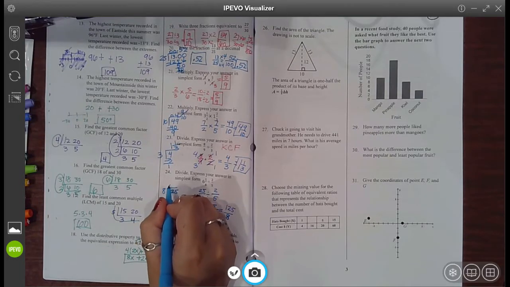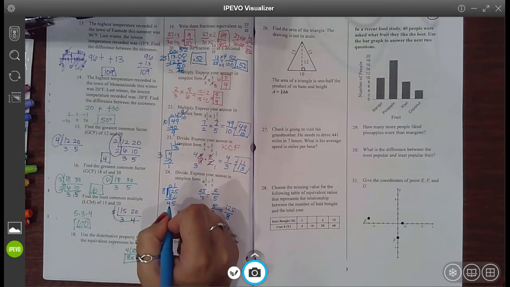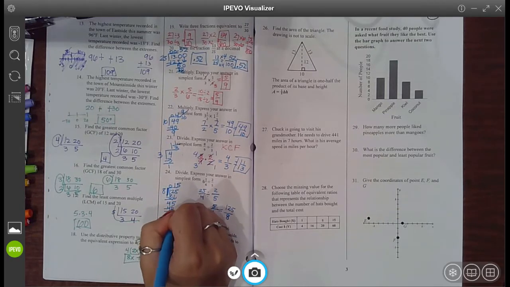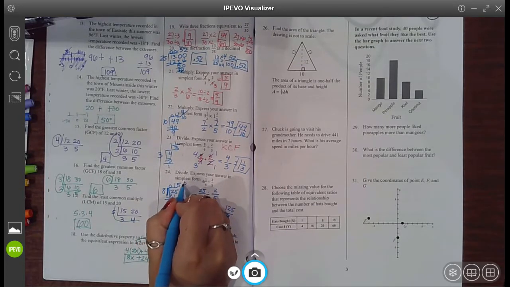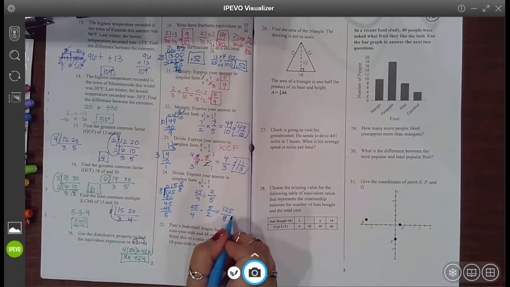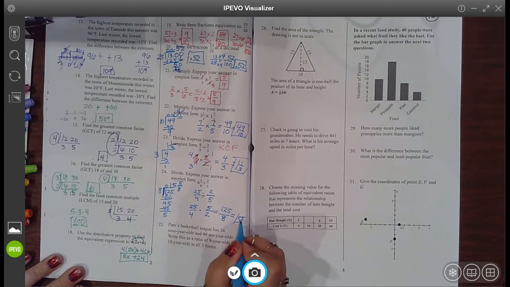8 can't go into 1, but it can go into 12 once. Subtract that, and you get 4. Bring down your 5. 8 goes into 45 5 times, because 8 times 5 is 40. Subtract that, you get 5. There's nothing else to bring down, so put your remainder over what you divided by. And 5/8 can't reduce, so that is the same thing as 15 and 5/8.